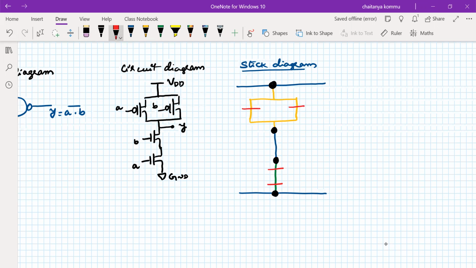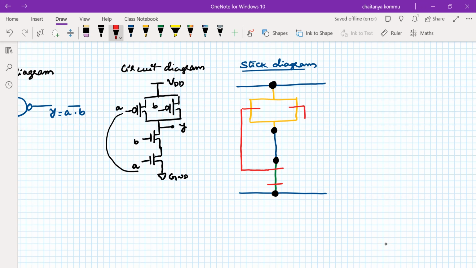I'm extending this polysilicon from here to here. You have to draw straight lines. Don't draw it like a triangle, it is not correct. We have to take a straight line and connect it here, because a stick cannot be bent. So B is connected in this way.